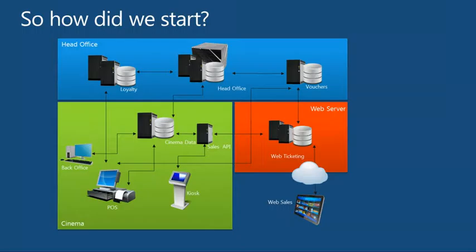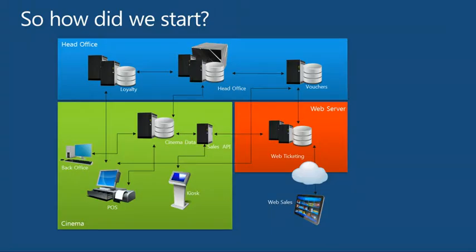Okay, so where did we start? What you see here is what we now affectionately refer to as Big Vista. This is the big brother. This is our existing product. And this is a kind of schematic view of what a standard Vista cinema install might look like for a reasonable sized circuit.